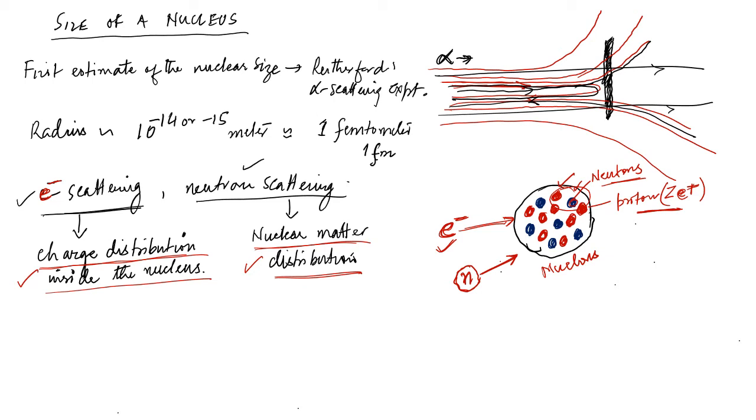What is found using the electron scattering experiment is that the volume of the nucleus is directly proportional to the number of nucleons it contains. Using these two experiments, either the electron experiment or the neutron experiment, the final conclusion was that the volume of the nucleus.